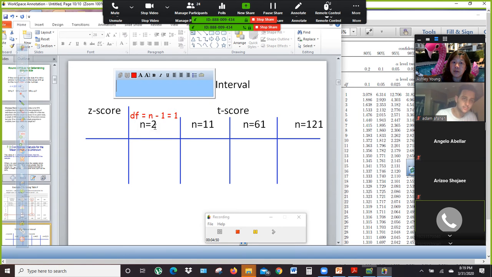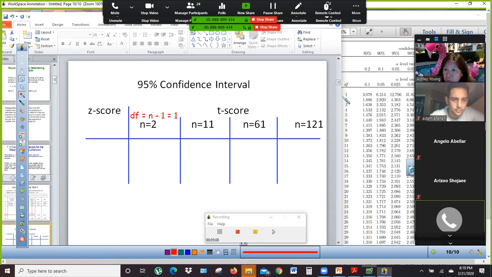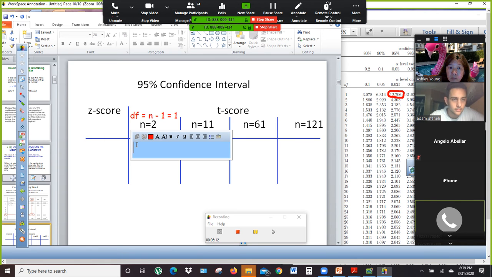So that's why we're doing this. You guys kind of remember. So when my n is 2, my degrees of freedom is 1. It's going to be right here. 12.706.